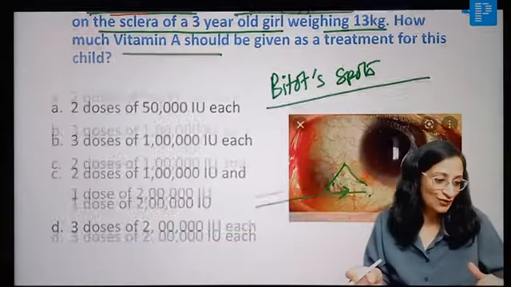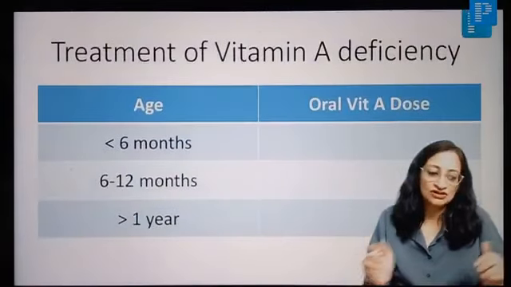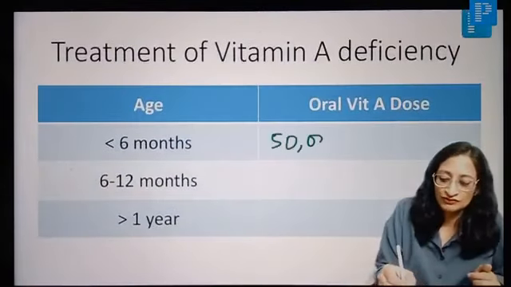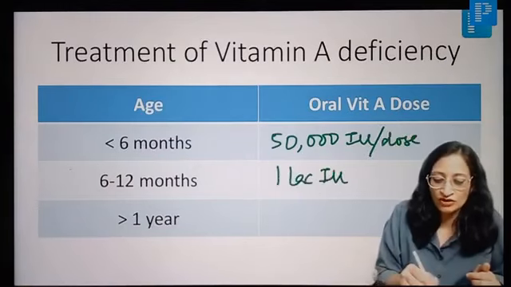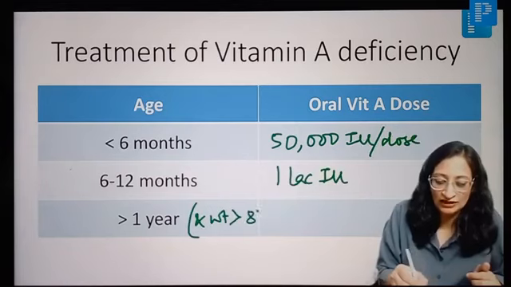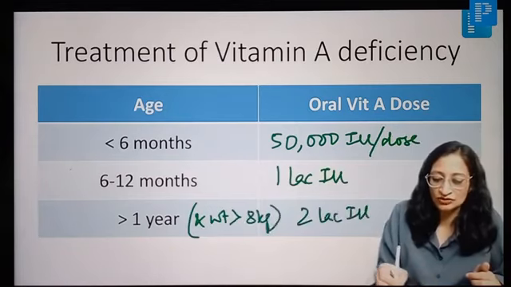So I can see most of you answering correctly again. So for the treatment of vitamin A deficiency, if the child is less than 6 months old, the dose will be 50,000 international units per dose. 6 to 12 months would be 1 lakh international units. More than 1 year, and the weight should be more than 8 kgs, then each dose is 2 lakh international units. Okay.